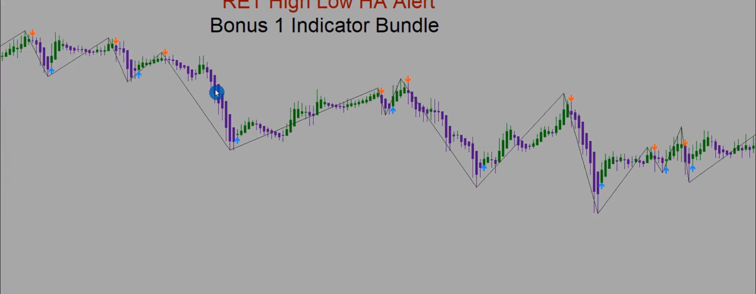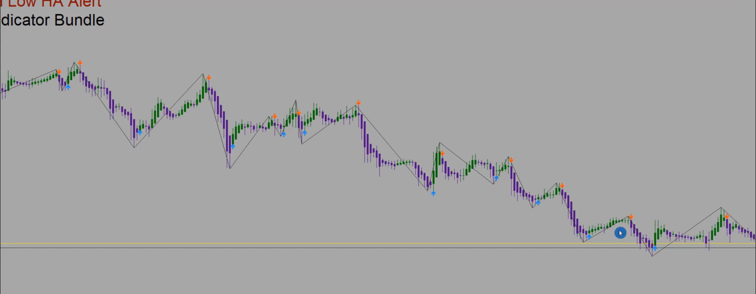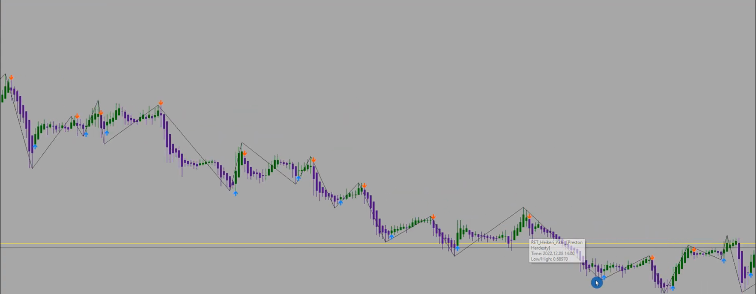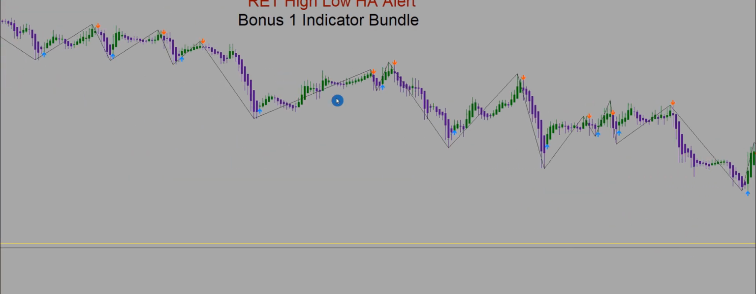Hit OK. And as you can see, you can go back through and look at where some of these candles would have been. And that's it for this indicator.